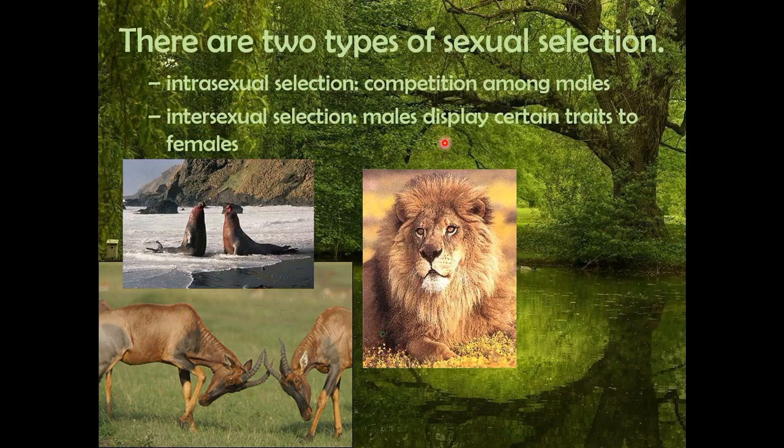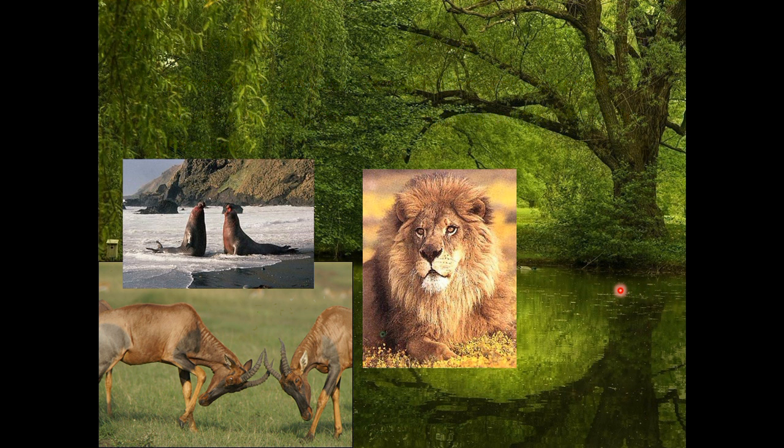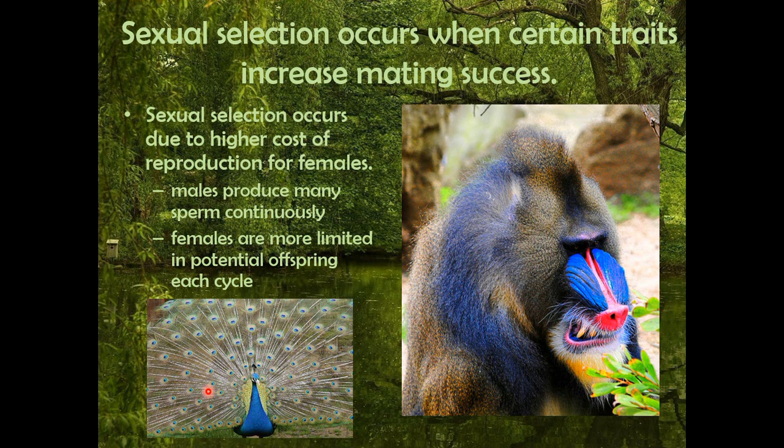Intersexual selection is when males display a certain trait to attract a female, like a male lion has a mane, and that attracts females if it is darker and fuller. This bird here has this chest that puffs up with air to attract a female. Same thing with the peacock here.